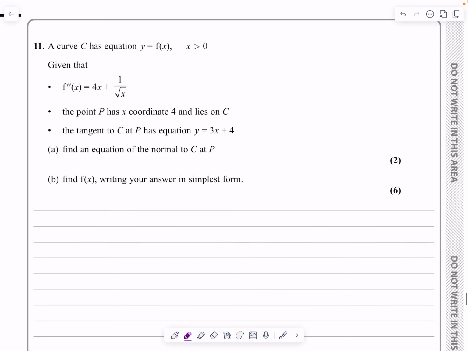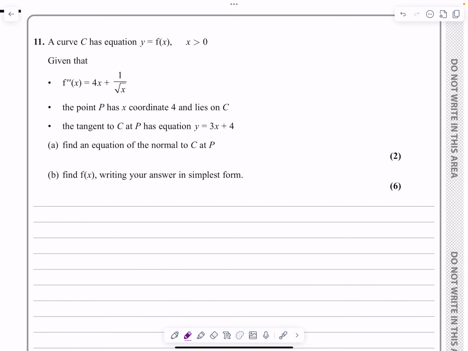Okay, this is the P1 paper from January 2023. It's question number 11, which is the last question on the paper. It's an integration question. Let's have a look at it. It says we've got a function y equals f(x), and then it tells me what the second differential, f''(x), is, and it tells me some information about the curve.